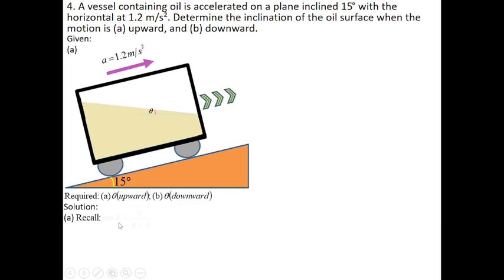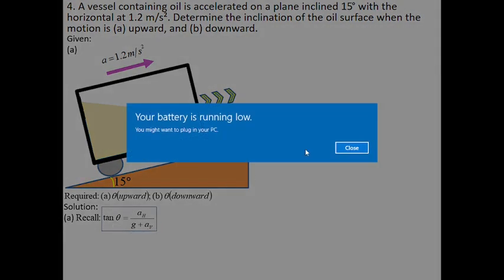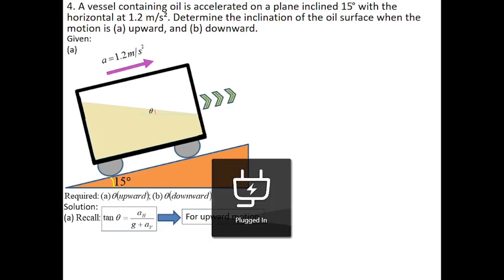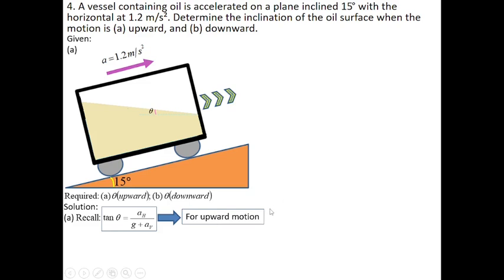Solution, recall that tangent theta, this was derived before, equals AH over G plus AV, where AH is the horizontal component of the acceleration and AV is the vertical component. In this case, this is for upward motion only. This is applicable for upward motion, G plus. For downward, it is G minus.